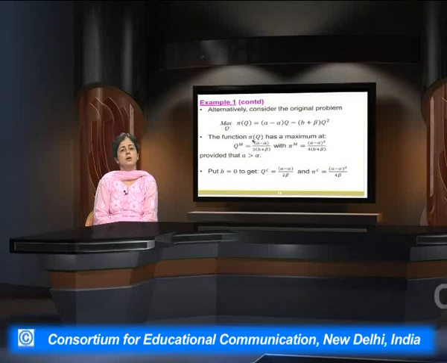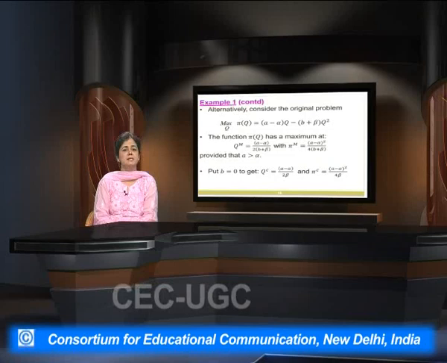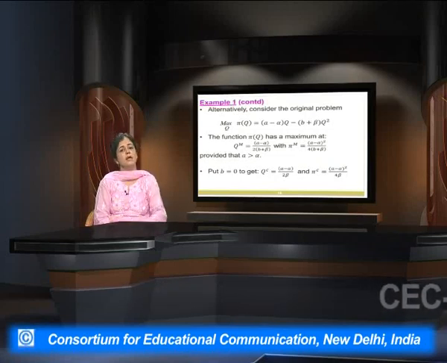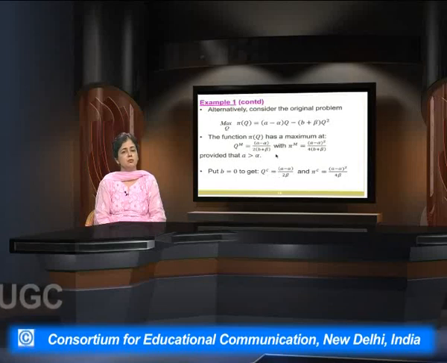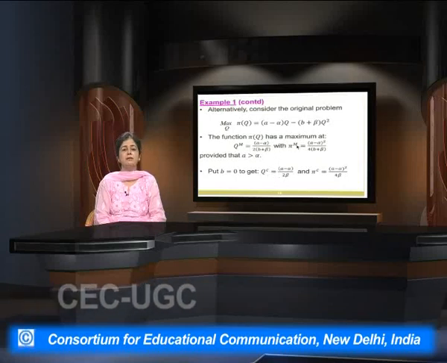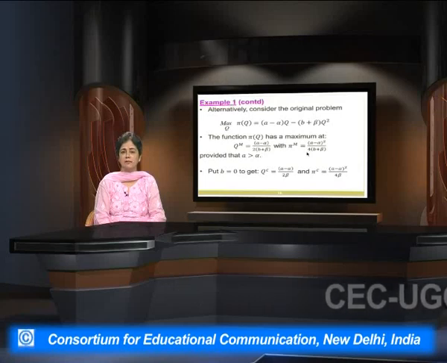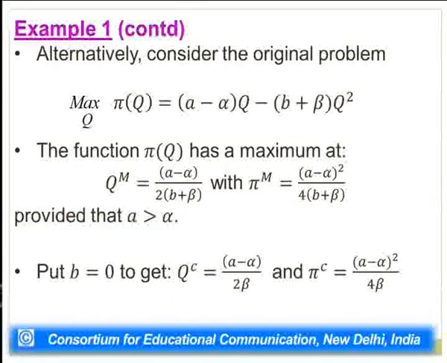Okay, so the function here, we found for the monopolist, has a maximum at Qm equal to (a − alpha) upon 2 times (b + beta), with the profits at the optimum being (a − alpha) the whole square divided by 4 times (b + beta). So again, provided that a is greater than alpha.